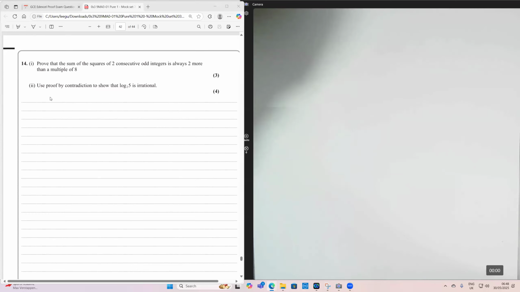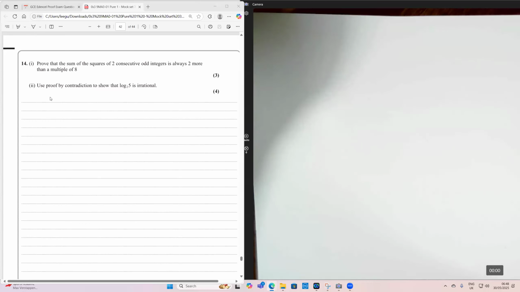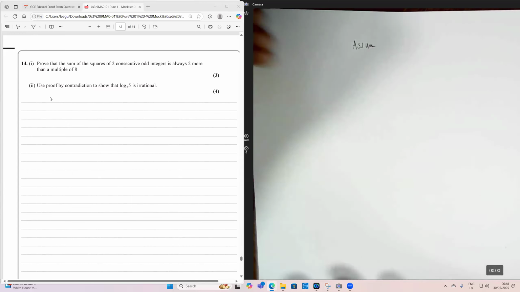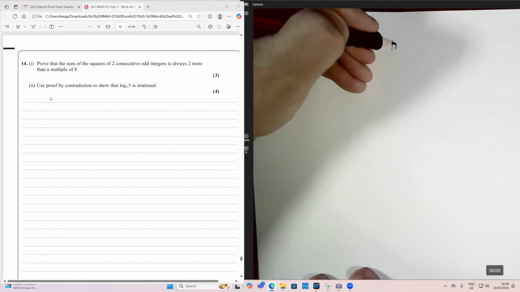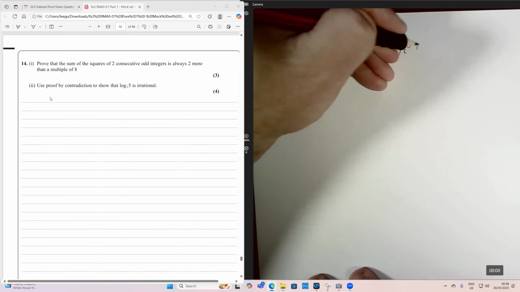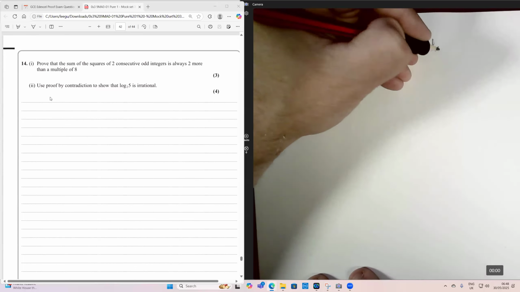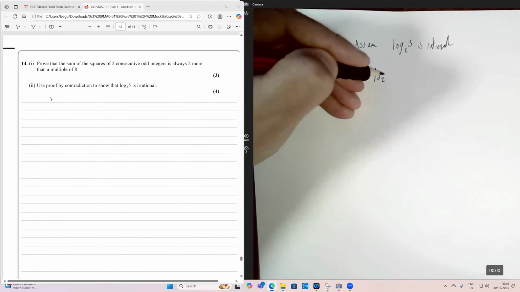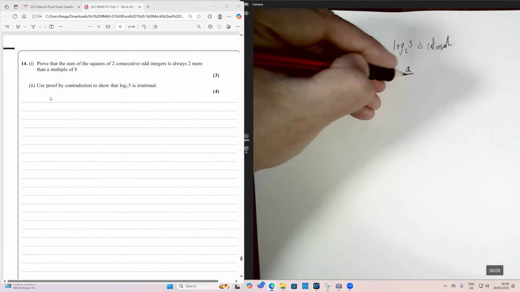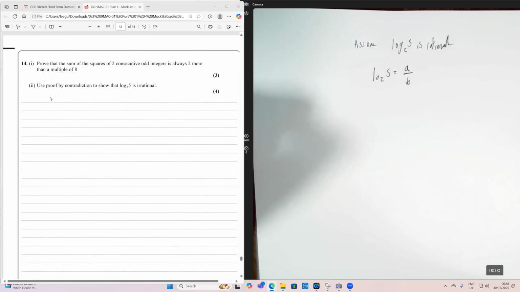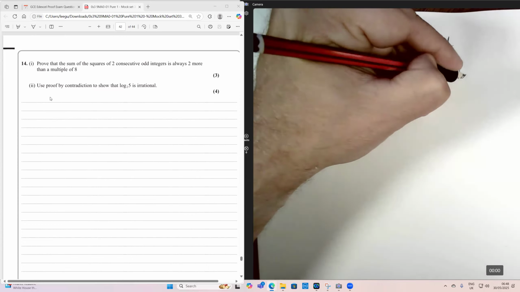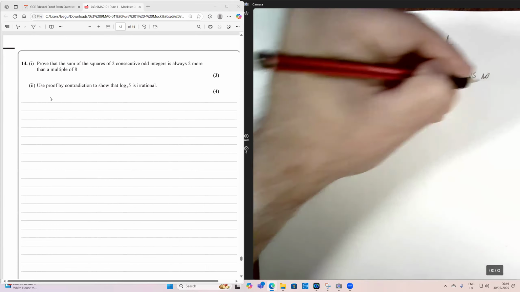Okay, so this rather works like the √2 one. We're going to assume the opposite. We're going to assume that log⁴ of 5 is rational. Okay, in other words, we're going to assume that log⁴ of 5 can be written in the form a over b, again, where a and b are integers with no common factor.